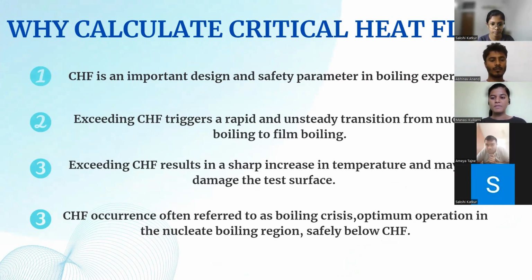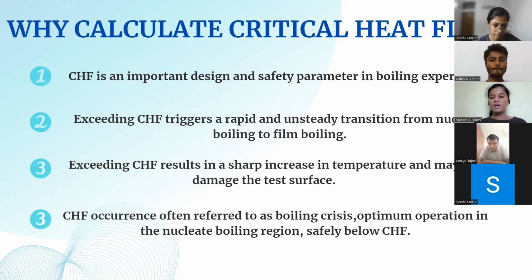So when an experiment exceeds the value of critical heat flux, we observe a rapid increase in the temperature. And on a large scale, it is very difficult to control this temperature increase, which is the major cause for accidents. And so when the critical heat flux is exceeded, it results in a transition from nucleate boiling, which has a high heat transfer efficiency, to film boiling, which has a very low heat transfer efficiency. And the point at which critical heat flux is exceeded is known as the boiling crisis.